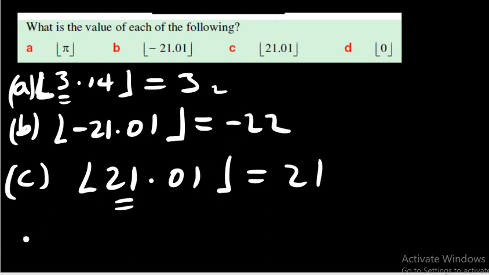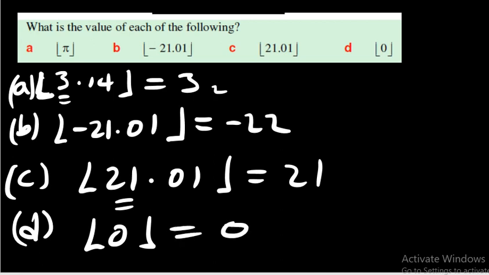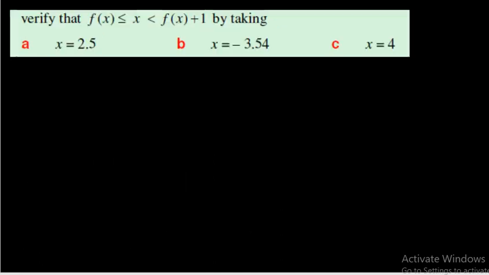Don't forget that. Look D, the floor of 0. If it is just an integer, take it as it is. This will be the answer. Next example.